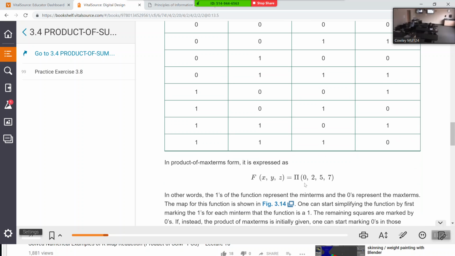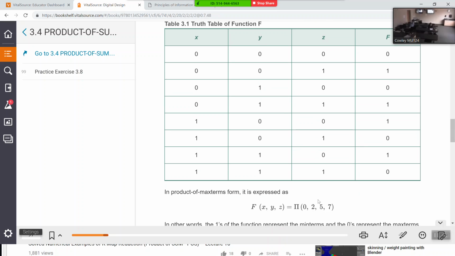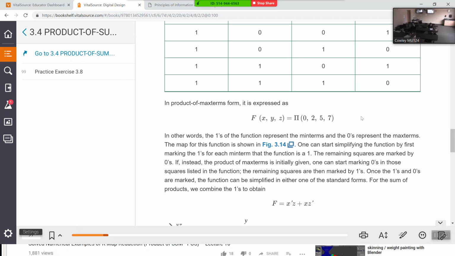Now, on the other hand, if you look at the product of sums, 0, 2, 5, and 7, at the 0th position it is 0. At the second position it is a 0. At the 5th position, 0, 1, 2, 3, 4, 5, it's a 0. At the 7th position, 0. So they're showing a relationship between the two, the complement of it. In other words, the ones of the function represent the minterms, and the 0s represent the maxterms.